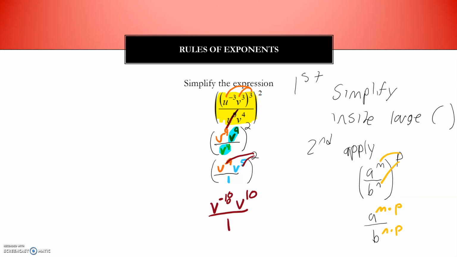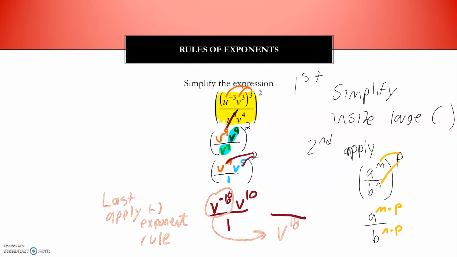Now I'm done with all of my other steps, so last is going to be apply the negative exponent rule, meaning once you've done everything else, you know you're not going to get away from that negative exponent, so take u to the negative 18 and drop it down. Make that 18 positive and leave v, sorry, that is a u. This is what happens when you put u's and v's together. So u to the 18 is on the bottom, and v to the positive 10 is on the top.